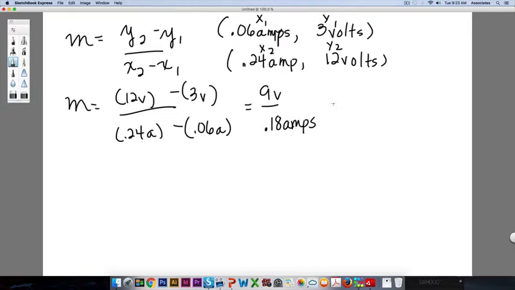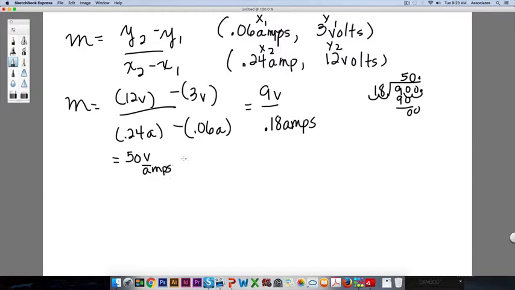With your calculator, do the math, and I believe 0.18 goes into 9. Move it over 2 spaces. There's my 0, put in zeros, it'll go 5 times. So it'll be 50. So this slope would be 50 volts over amps.